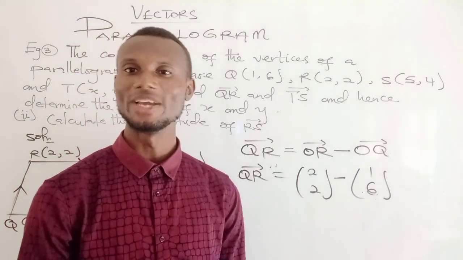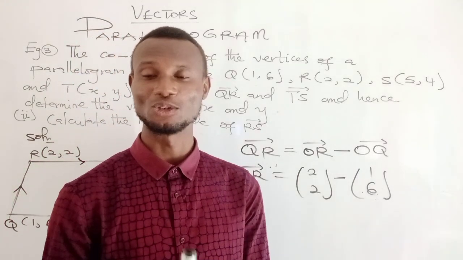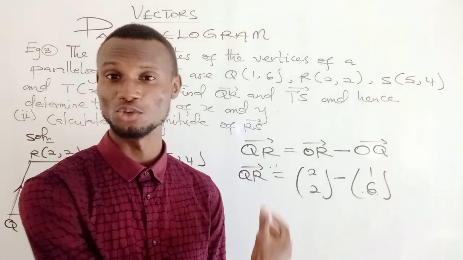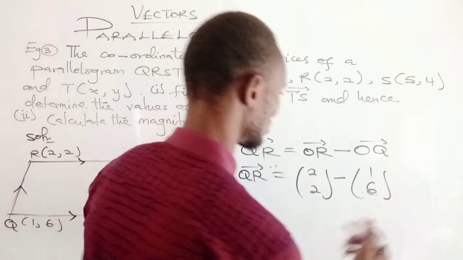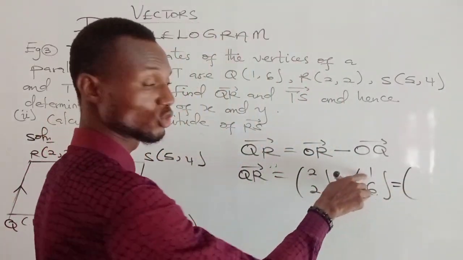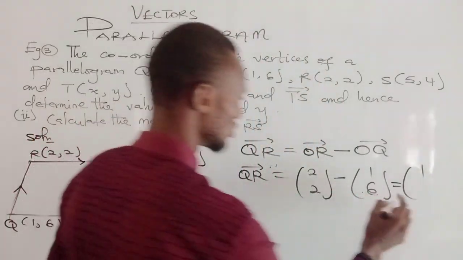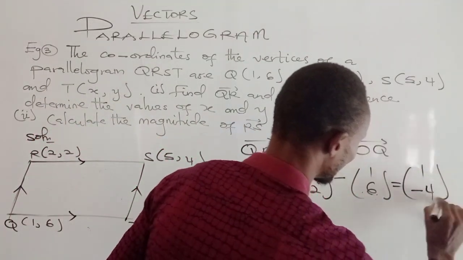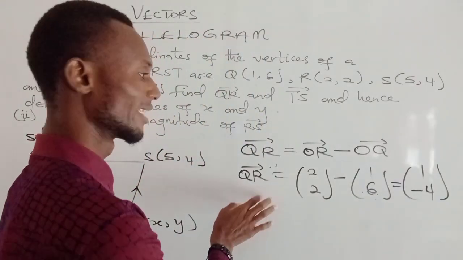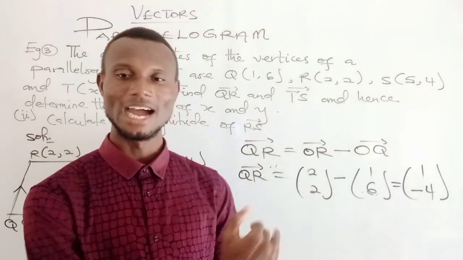From here, we just need to apply the addition and subtraction of vectors that we learned. We are going to apply it here to simplify further. So, to simplify further, I will have 2 minus 1, which is going to give me 1. Then 2 minus 6, which is going to give me minus 4. So this is my answer for finding the vector QR. I hope the explanation is clear enough up to this point.